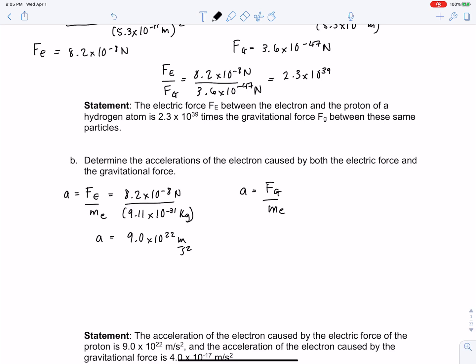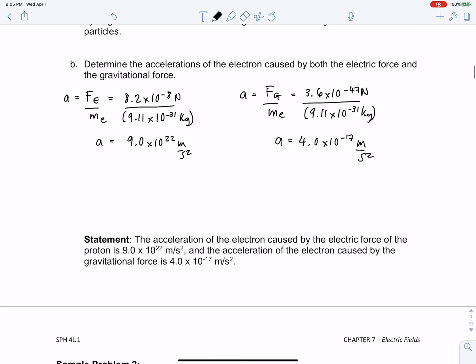Let's do the same, this time using the gravitational force. If the gravitational force were to cause the electron to accelerate, we found that the gravitational force was 3.6 times 10 to the power of negative 47 newtons, divided by the mass, which is 9.11 times 10 to the power of negative 31 kilograms. The acceleration caused by the gravitational force would be much smaller. It would be 4.0 times 10 to the power of negative 17 meters per second squared. Perfect.